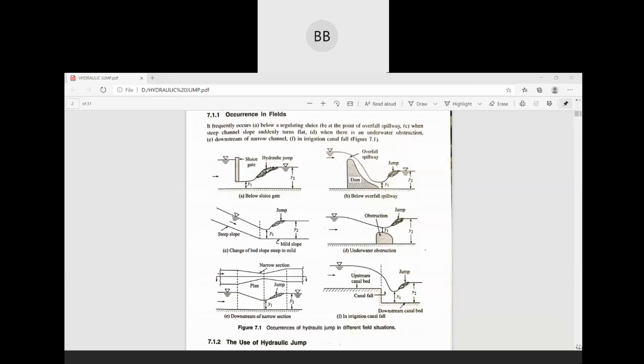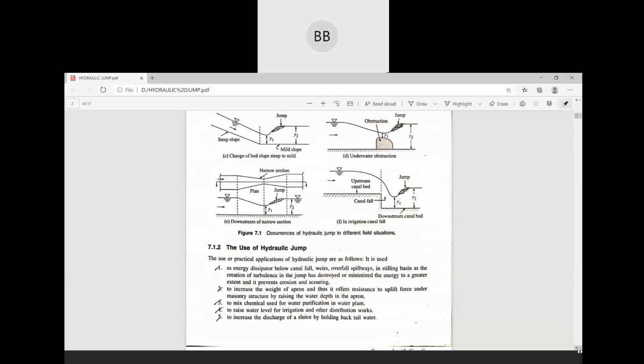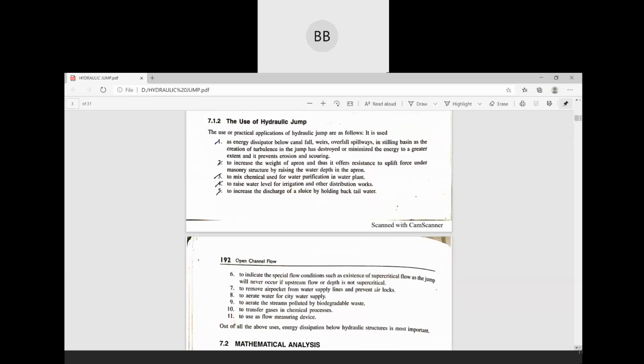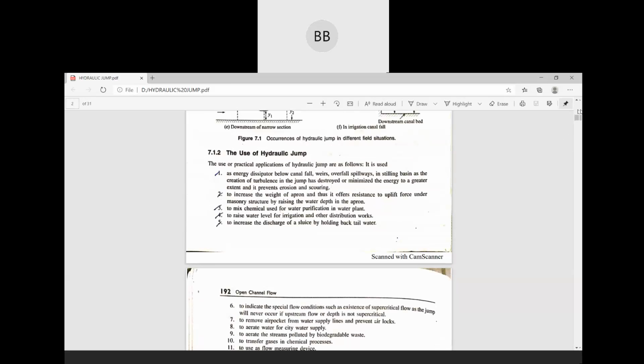So let us move on to the next topic, which is the use of hydraulic jump. There are various uses, and we will discuss only the common and most important ones. So for the next topic, you write the use of hydraulic jump.